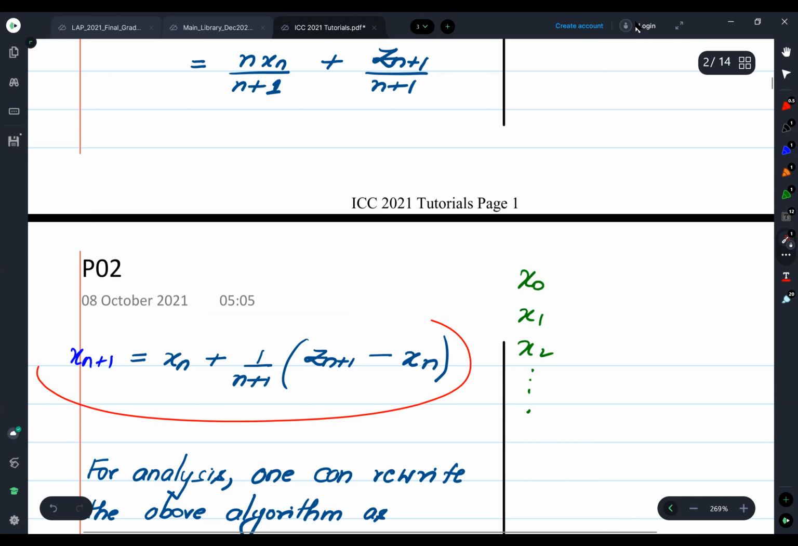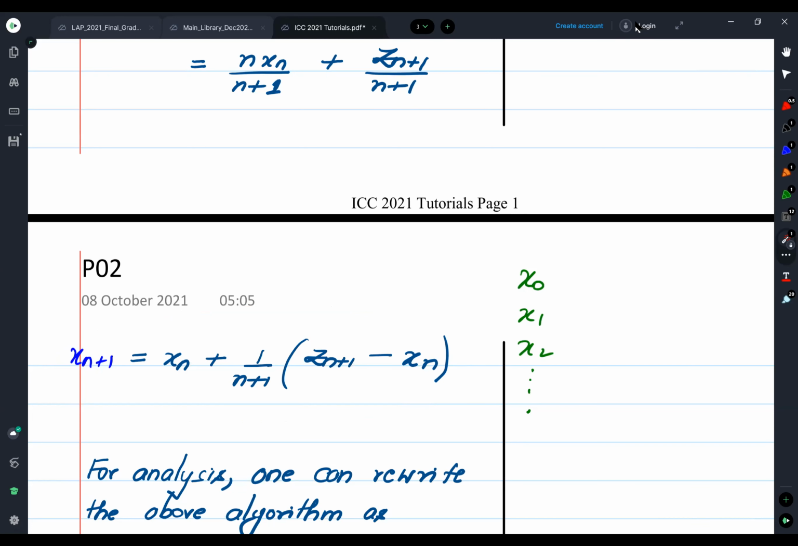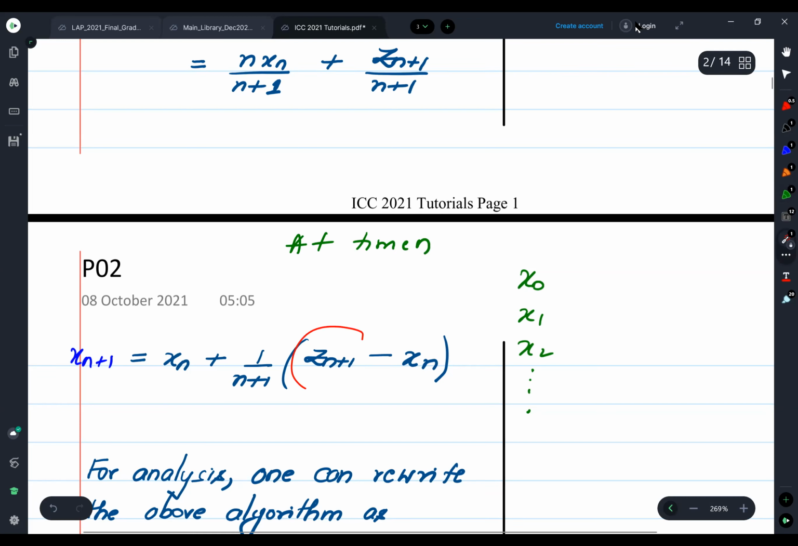this update rule. What is nice about this update rule is that at time n, we only need to know the value of zn plus 1. Notice that in this update, we don't need to keep in memory the values of z1 to zn.